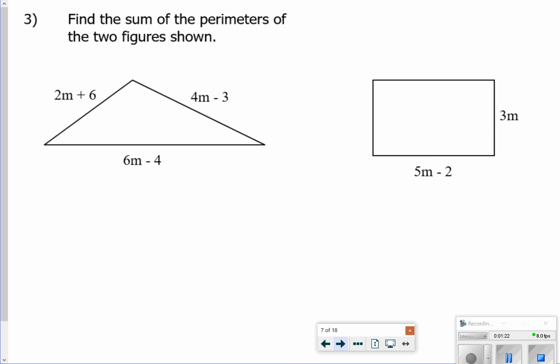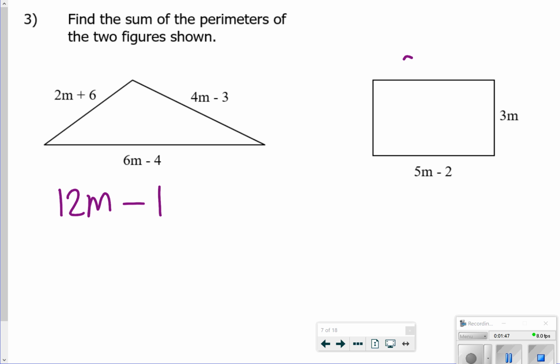Number 3, I'm finding the sum of the perimeters of the two figures shown. So this one, you're actually finding the perimeter of the triangle, the perimeter of the rectangle, and then adding those perimeters together. So what I'm going to do first is just add on my like terms. 6m plus 2m plus 4m, that's going to be 12m. And then 6 minus 4 is 2, 2 minus 3 is negative 1.